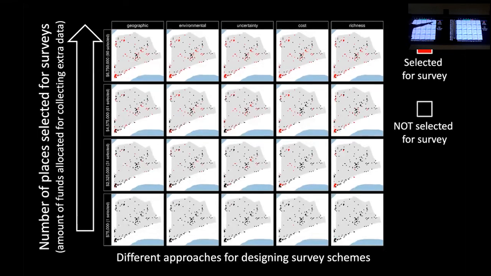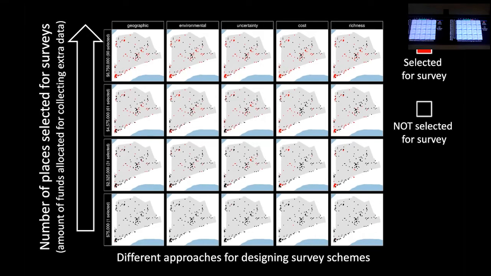And finally, there's the richness-based approach, which is sampling places with the highest richness of the species you're interested in. So the idea there is you're double checking the places where your model predicts that most species are likely to be. So you're double checking to see whether the species are there before you actually do your management action. So you're double checking your information.